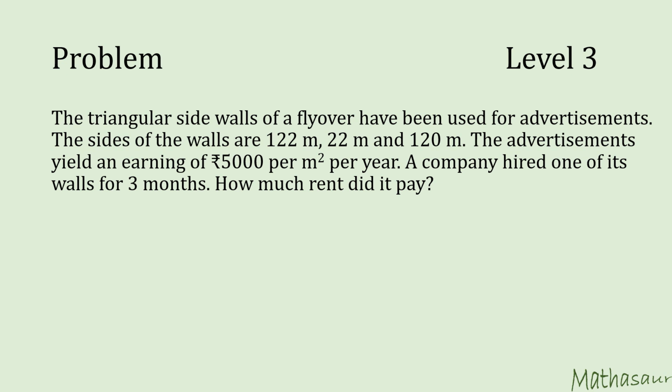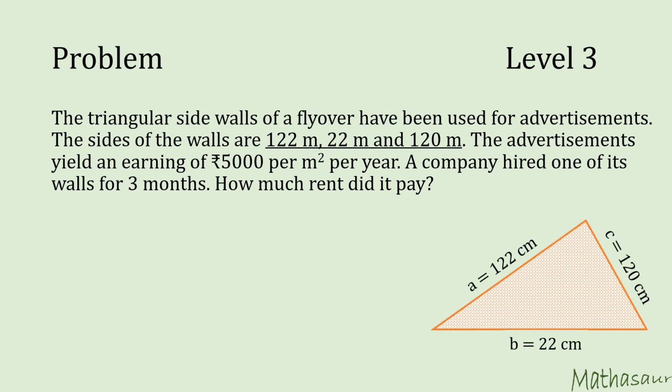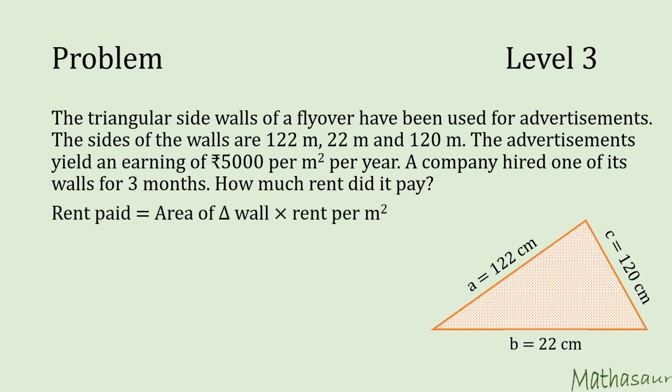The advertisements yield an earning of 5,000 rupees per meter square per year. A company hired one of its walls for 3 months. How much rent did it pay? So we are given the sides of this triangle. Let's call them A, B and C. Now we are looking at rent for 3 months. Now since the rent is per meter square, we could find the rent as area of triangular wall times rent per meter square. But we also know that rent is charged per month. So we could break it into rent for 1 month times 3 months.